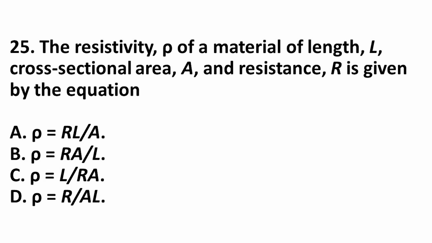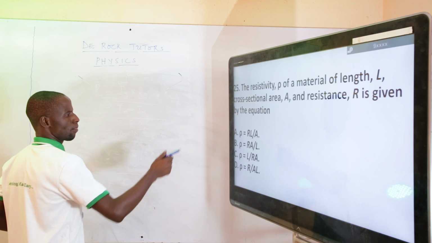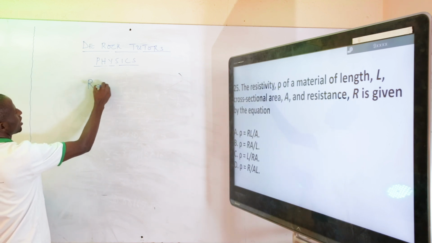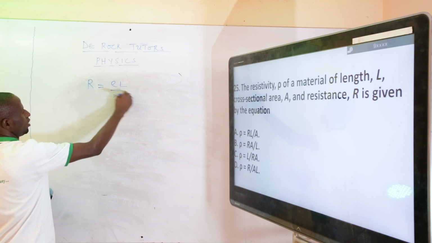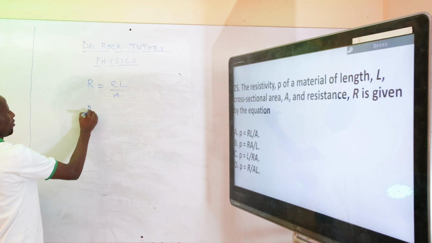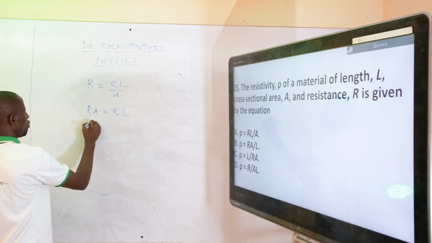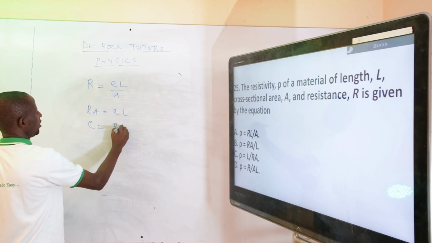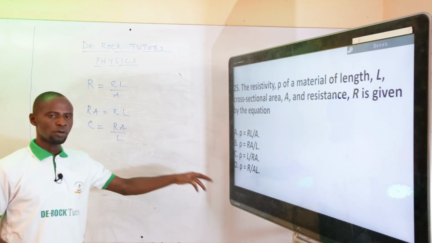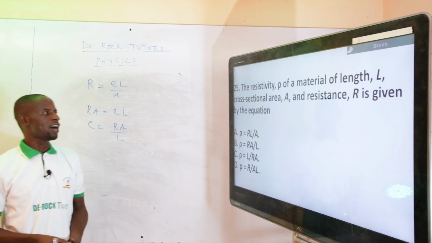Next, the resistivity rho of a material of length L, cross-sectional area A, and resistance R is given by which equation? From the formula of resistance, R equals rho L over A, we want to make the resistivity the subject of the formula. So RA equals rho L, so rho equals RA over L. Look at the options very well. The correct option is actually option B, rho equals RA over L.